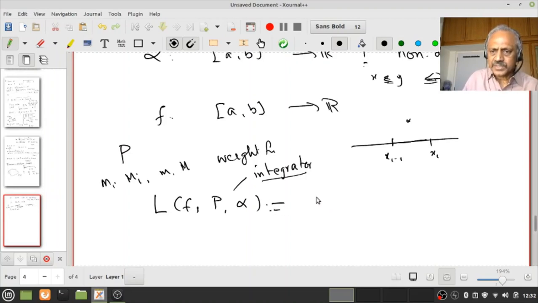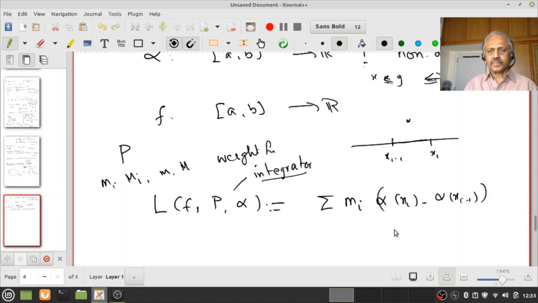What is this by definition? It is exactly similar, but when I come to the length of the interval, xi minus xi minus 1, I replace it by the length of the interval measured with respect to alpha. This measuring is not the standard length. It has a distribution. So, it's something like alpha xi minus alpha xi minus 1. Do you understand this? Yes?